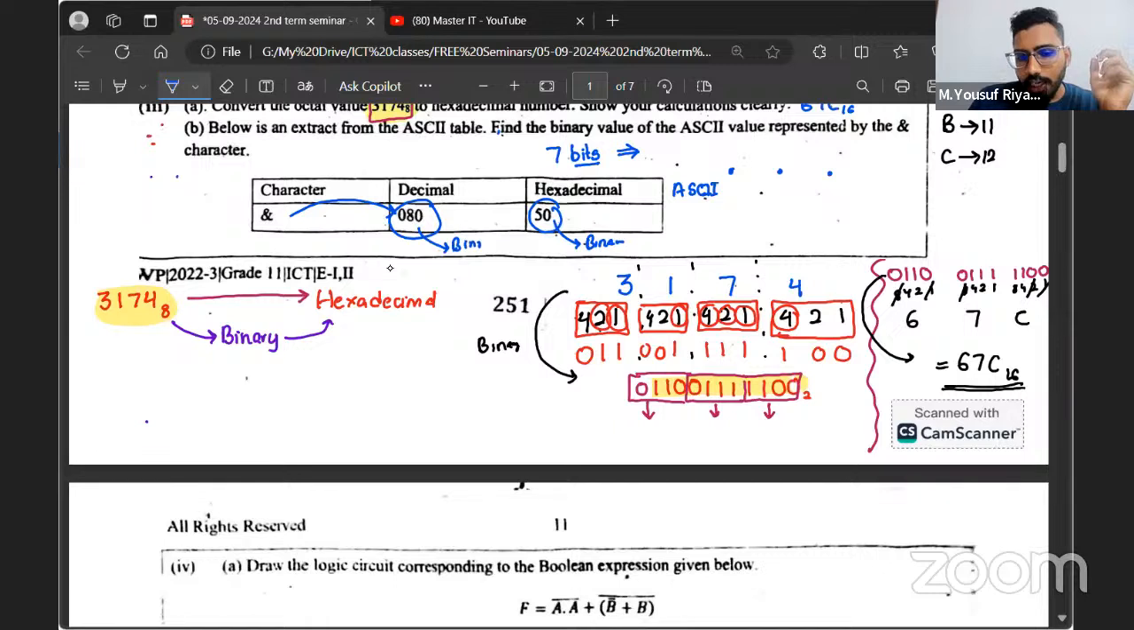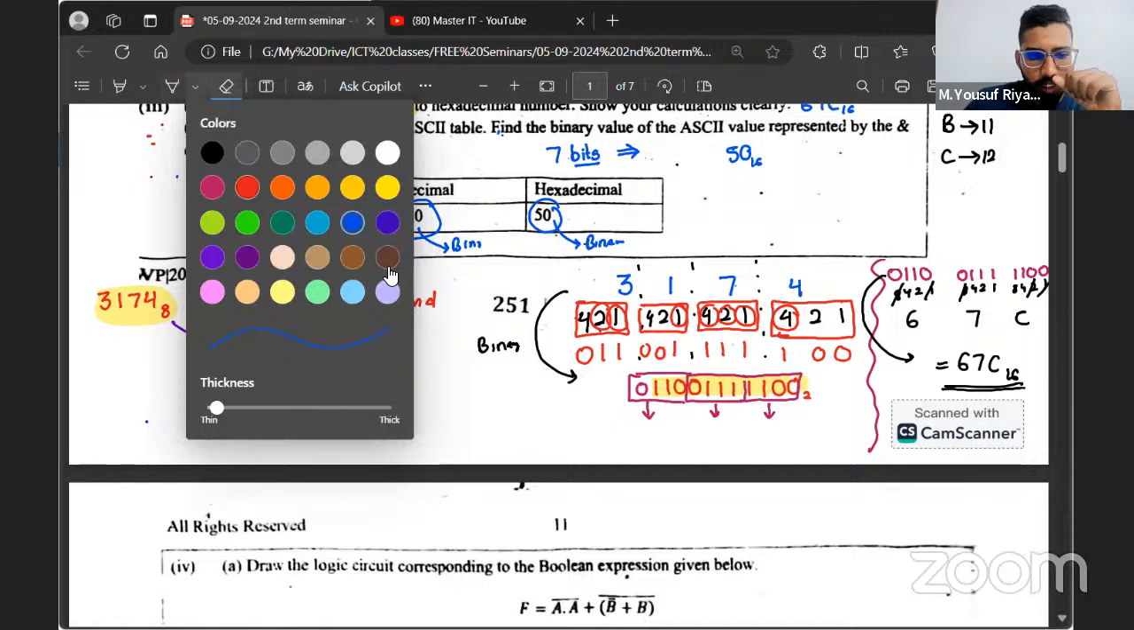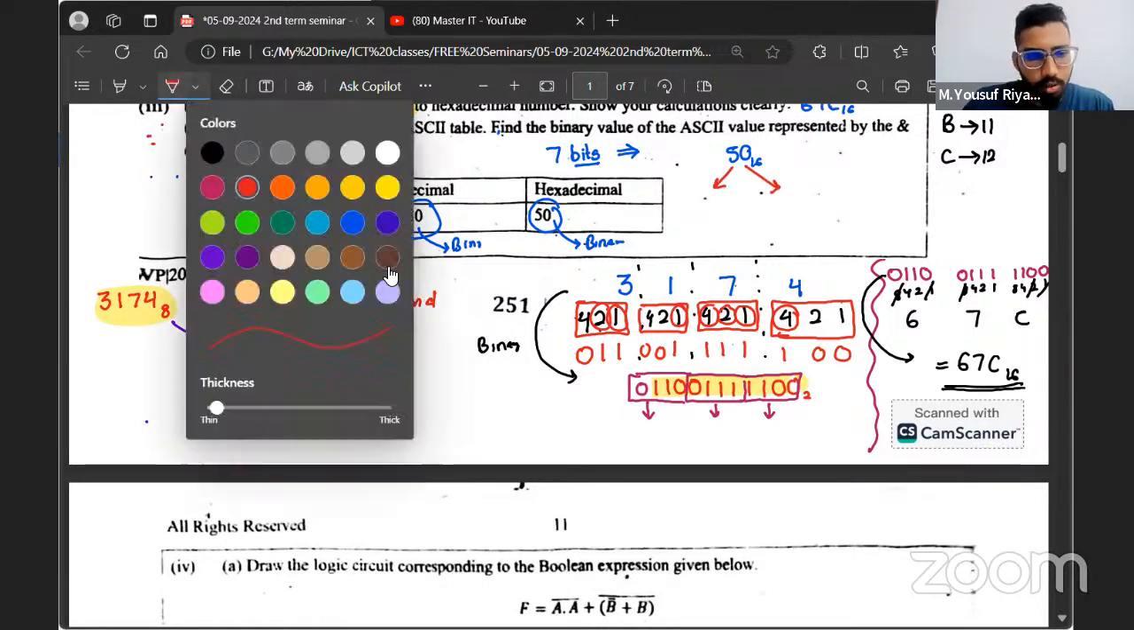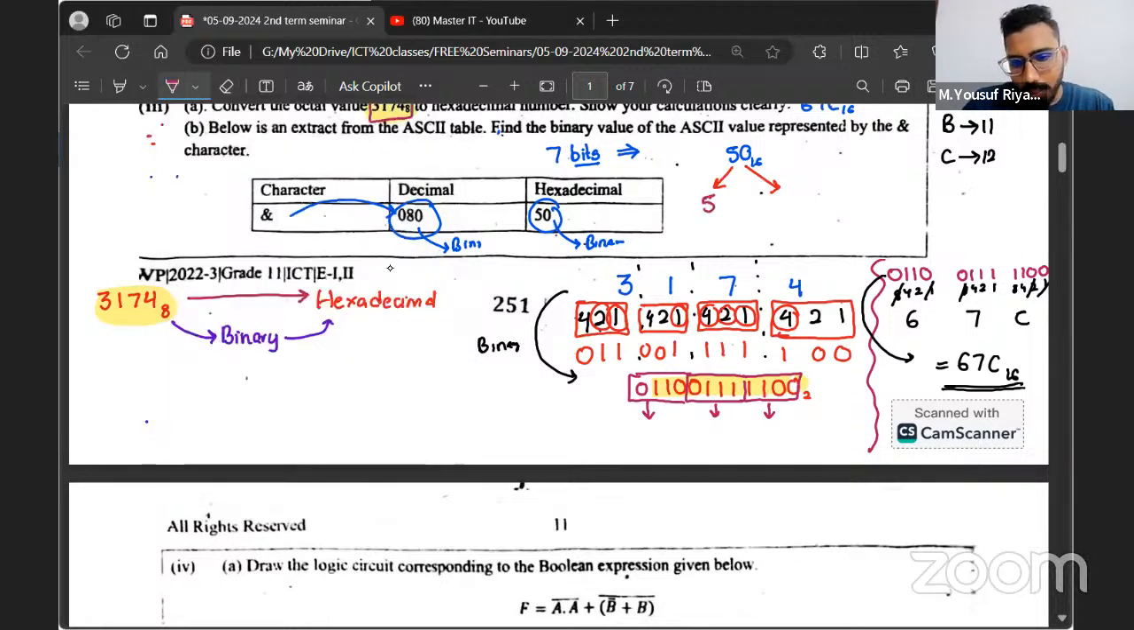Now tell me what is easy. Converting hexadecimal to binary is easy or decimal to binary is easy? Obviously, hexadecimal to binary is very easy. So let's take the hexadecimal number and convert it. I have number 50 in base 16. In hexadecimal, each digit is represented by 4 bits. So I'm going to find the 4 bits behind this and the 4 bits behind this. Number 5, number 0.